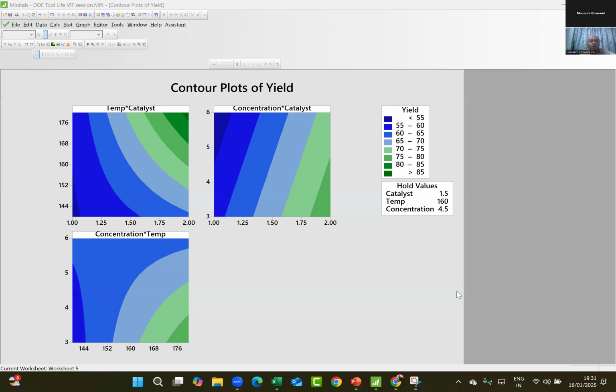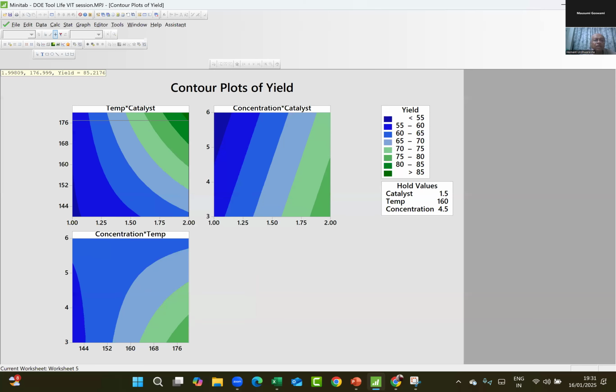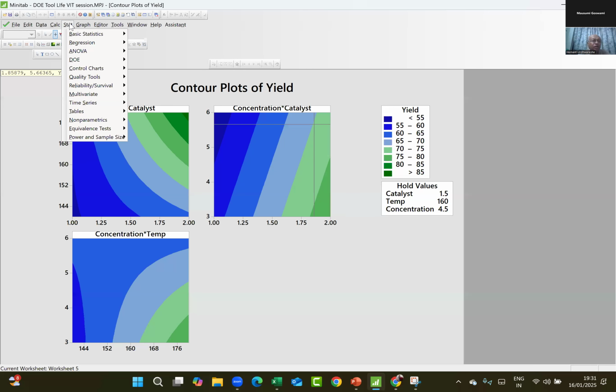And you can move around and see, if you want to maximize the yield, the highest yield is in the darkest green portion. So that means somewhere here. So if I click here and say crosshairs, then it is here somewhere. And that is 85% yield or something. And then you could also do an optimization like the response optimizer, like we did yesterday.